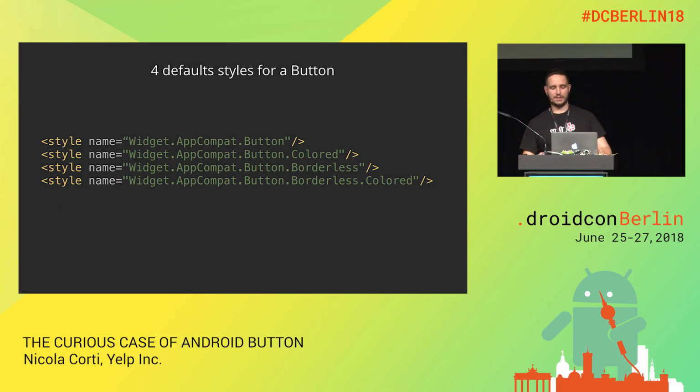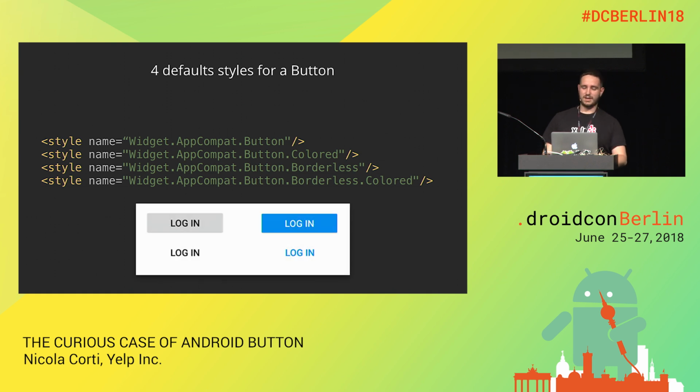compat.button.colored, .borderless.colored. Again, in the new material components library, they're adding new kinds of styles, but they are still in alpha 3, so I'm not going to talk about that because they might change. And that's what those styles look like. If you want to customize your buttons, you might want to have a look at what's inside there, to extend those styles, understand how things are set up inside, and create your own.